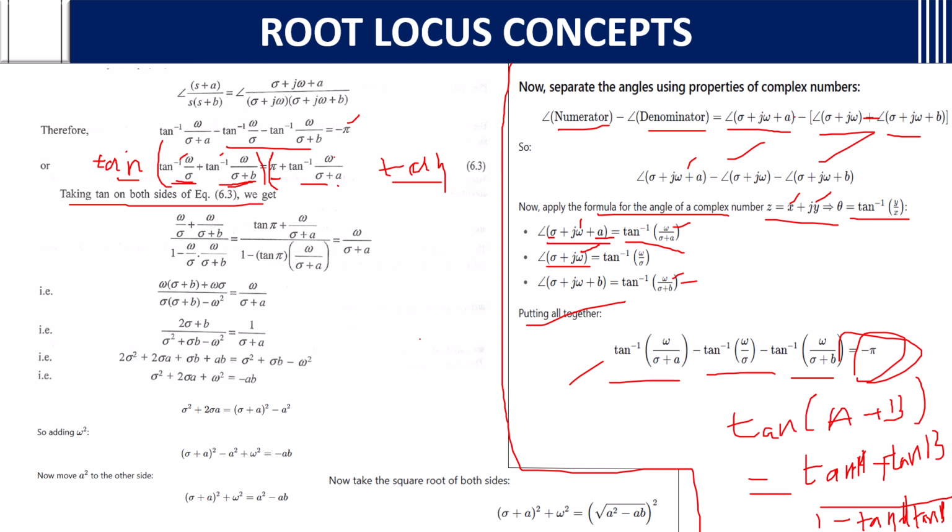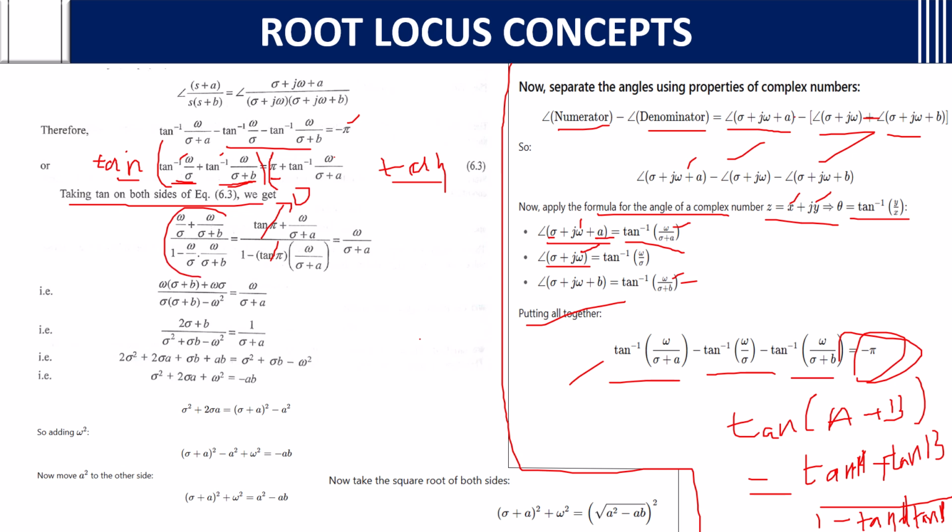That is equals to, if you see here, omega by sigma plus A. As we know in trigonometry, this tan pi is what value? 0. Okay, when you substitute tan pi as 0, here also tan pi as 0, what happens? 0 plus omega by sigma plus A, 1 minus 0 into sigma plus A. Then you are left with what? Omega by sigma plus A. Then omega into sigma plus B.